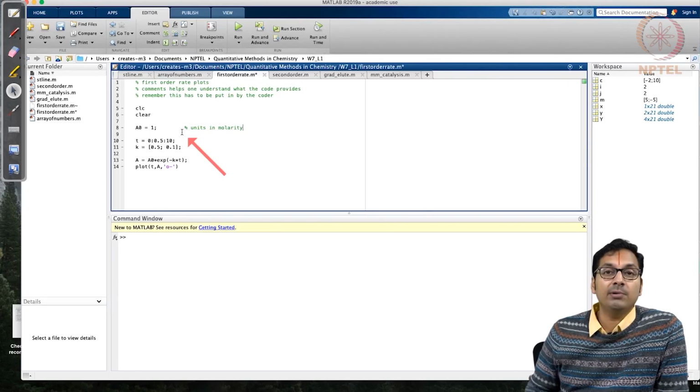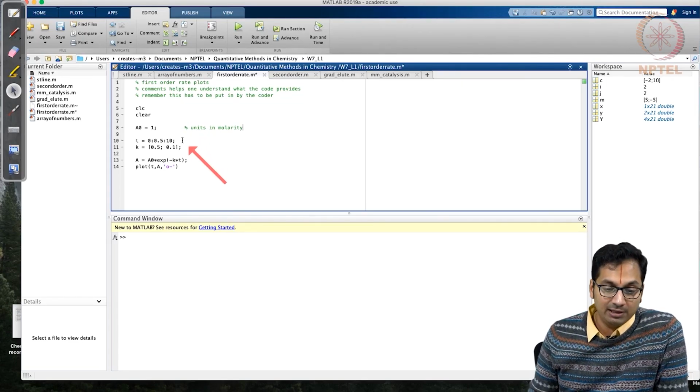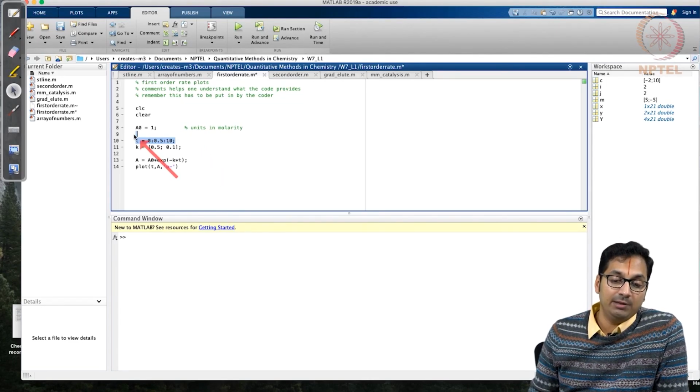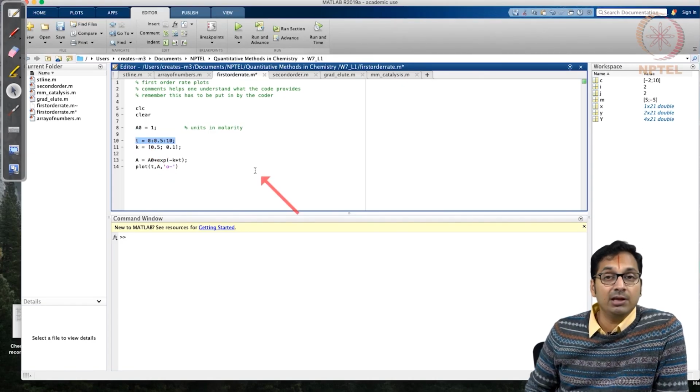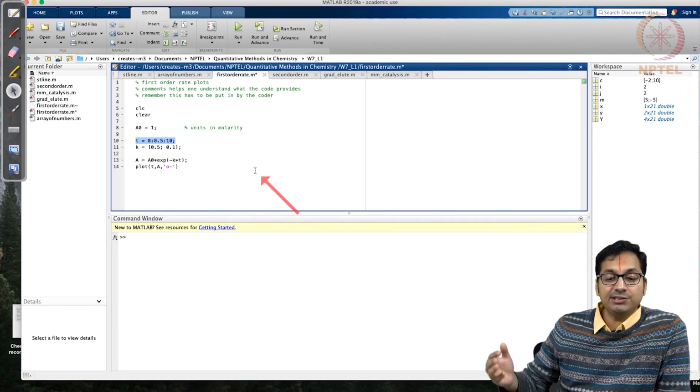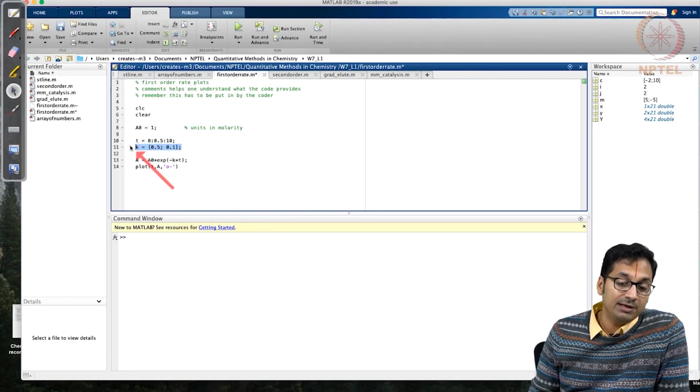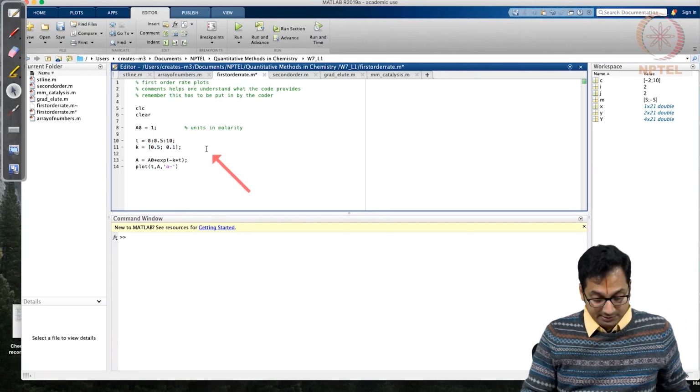And if you might remember, for the first order reaction, A at any time t is given by A naught, where A naught is the initial concentration, times e power minus kt, where k is the reaction rate constant and t is the time variable. So similar to the x variable, which is the independent variable, here time is the independent variable. Basically that's what ends up changing, and you can actually simulate the curve for different rate constants, right?